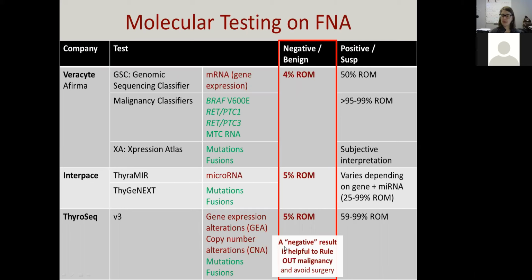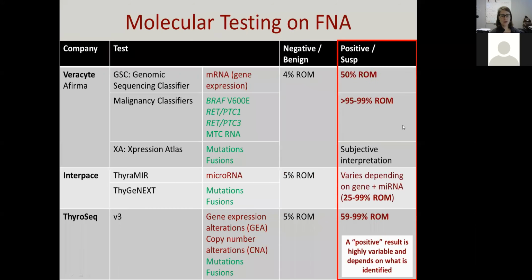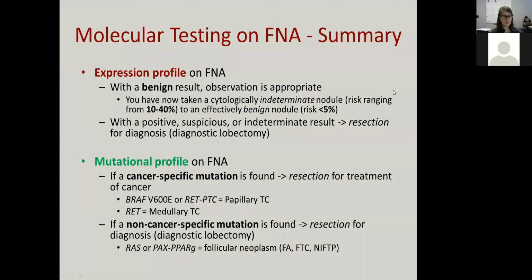So a negative result in a molecular test is very helpful to rule out malignancy and avoid surgery because you've taken an indeterminate nodule cytologically and you've put it in a molecularly benign category. However, a positive result is highly variable and depends on what you've identified, anywhere ranging from 50% to 99% risk of malignancy, depending on the specific finding that exists in that tumor. So what I always advise people while reading these molecular reports is not just to read the overview, positive or negative, but really read what they found, because this will give you a lot of information. And I will tell you what that means.